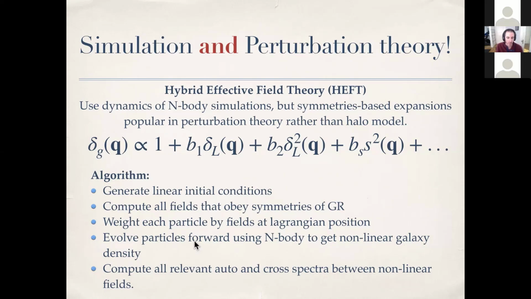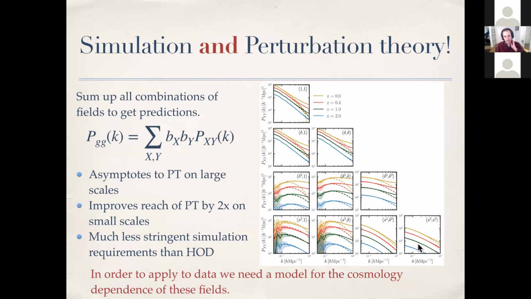And we can then evolve the particles forward using the n-body simulation itself to get a prediction for the nonlinear galaxy density field. And using that nonlinear galaxy density, we can compute all of the relevant auto and cross power spectra between the nonlinear fields. So what does that look like in practice?